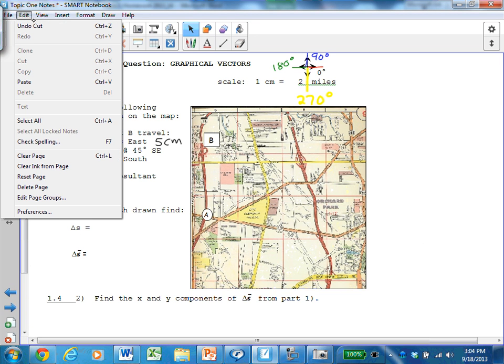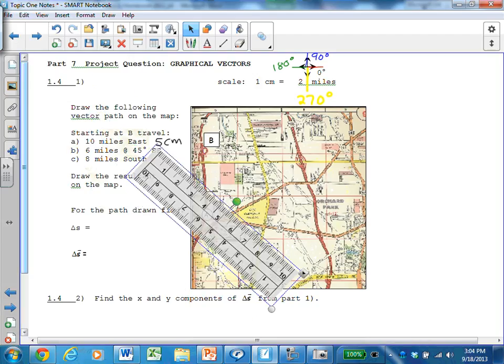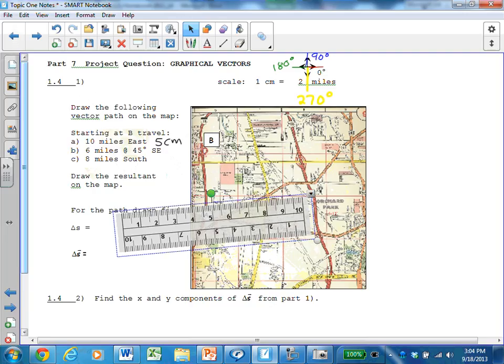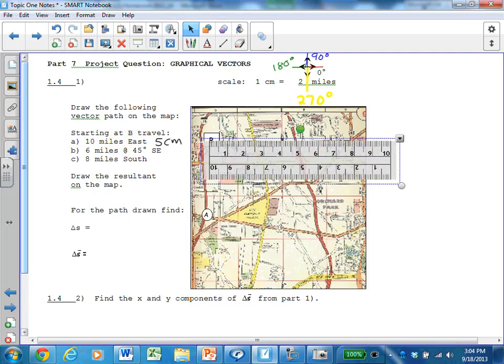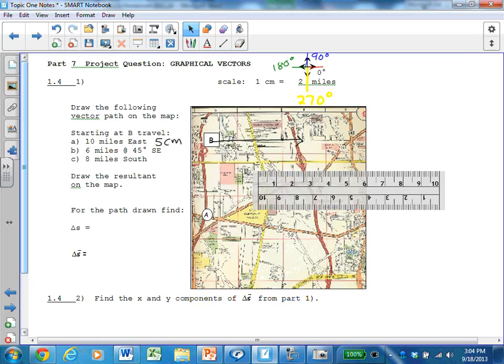All right, so now this could be slightly different. When you put it right on the B, the center of that square, and you go 5 centimeters, does it bring you to about where this is? About there? Good. Okay, so that's the first step. And then it says 6 miles. Well, 6 miles is going to be 3 centimeters at 45 degrees to the southeast, so down this way.